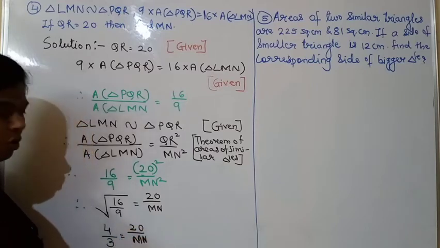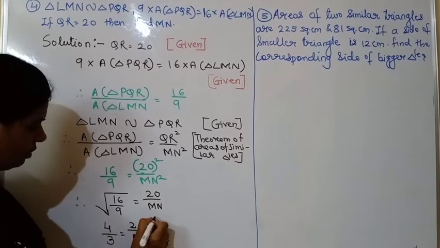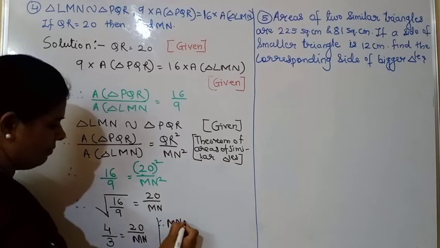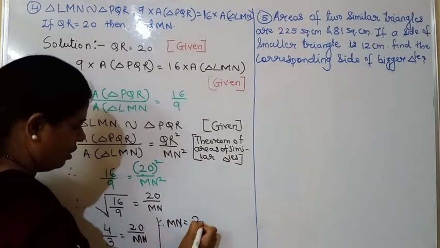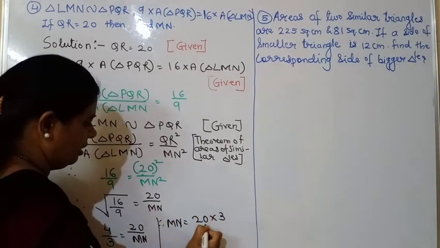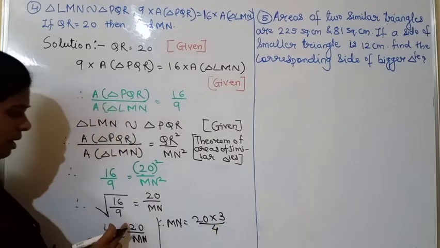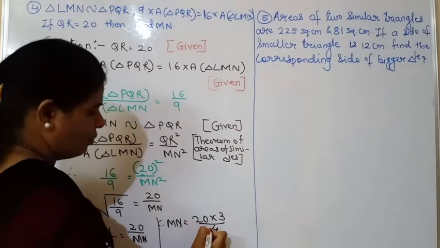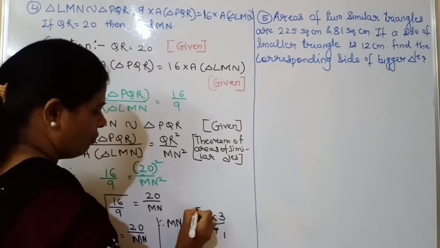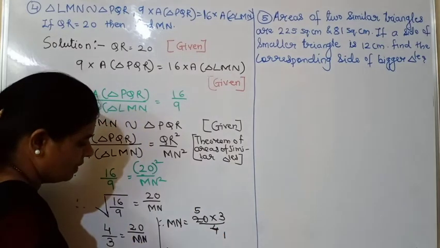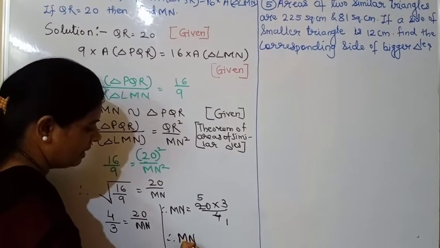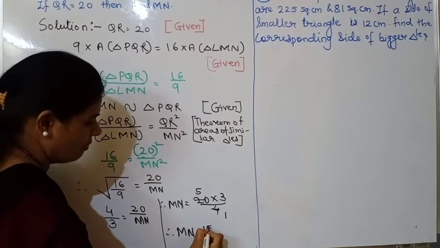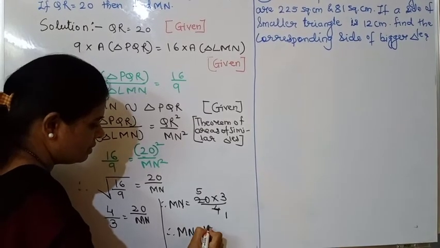Okay, so we will cross multiply now. Therefore MN is equal to 20 into 3 upon 4. We can divide 20 by 4. So 4 ones are 4, 4 5s are 20. So we will get the value of MN, that is MN is equal to 5 3s are 15. So we got the value of MN, that is 15.